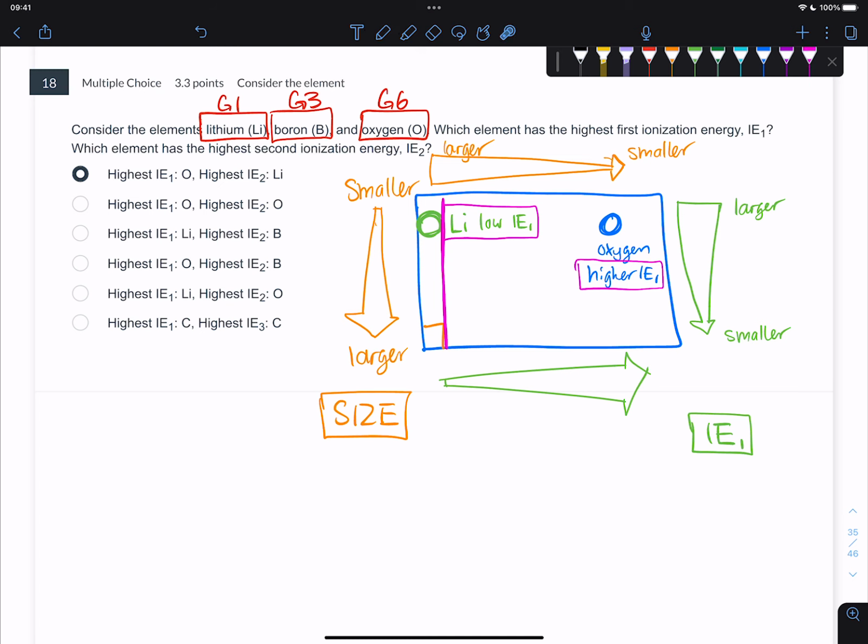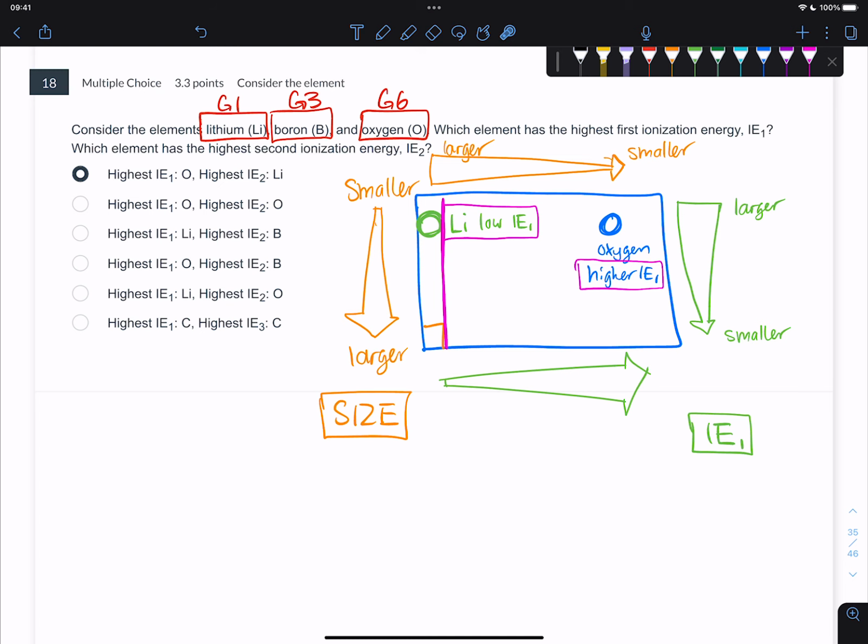Why does lithium have a lower first ionization energy than oxygen does? It has just one valence electron, so stealing that one valence electron is easy. Oxygen has multiple valence electrons, and it's a smaller atom, so it's not as easy to steal the first one. So it has a higher first ionization energy based on its smaller size and the fact that it has other electrons in that outer shell.